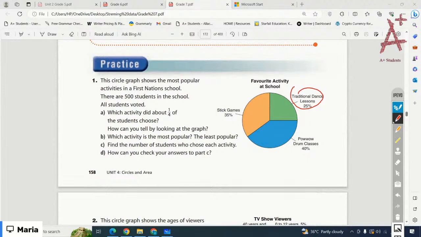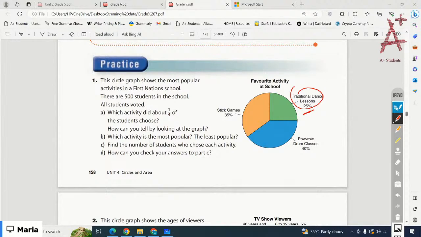Which activity is most popular, right? So you can see the graph that has the most value. The most value is 40%. That is power drum classes. And the least popular would be the one that has the smallest value, that is 25%. So traditional dance is the least popular.